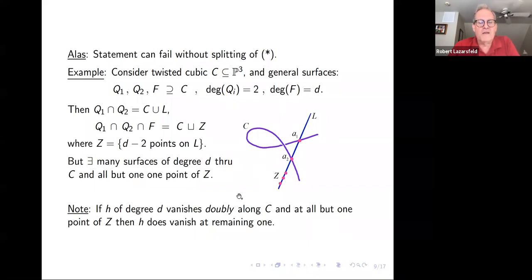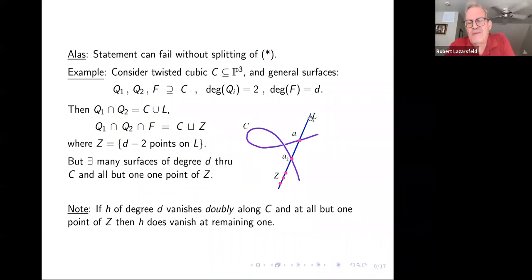So what we said is that if we look at a surface of degree D passing through C and all but one of the points of Z, they're not forced to pass through the remaining one. But let me make a funny remark here. Supposing we look at a surface of degree D that vanishes doubly along C and all but one of the points of Z. So then what happens? Imagine you have some surface of large degree that has multiplicity 2 along C, and it vanishes at all but one of the points of Z.